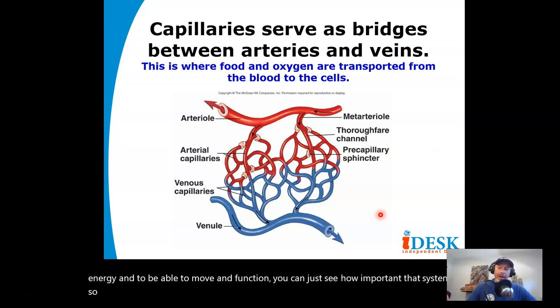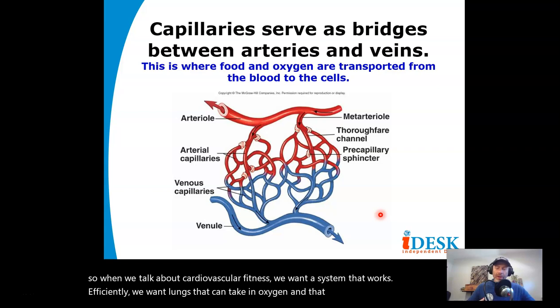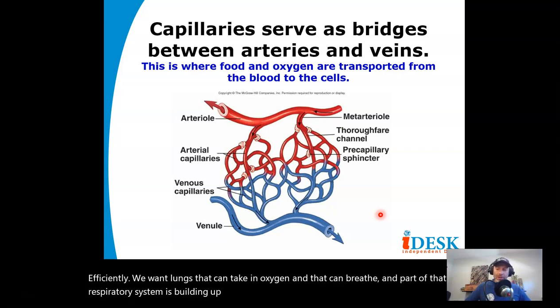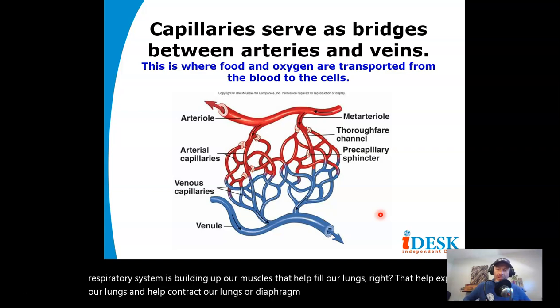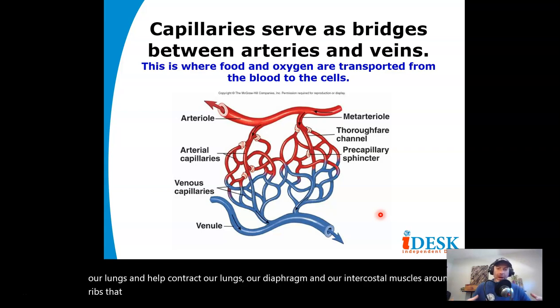And so when we talk about cardiovascular fitness, we want a system that works efficiently. We want lungs that can take in oxygen and that can breathe. Part of that respiratory system is building up our muscles that help expand our lungs and help contract our lungs. So our diaphragm and our intercostal muscles around our ribs help cause that breathing motion to happen.